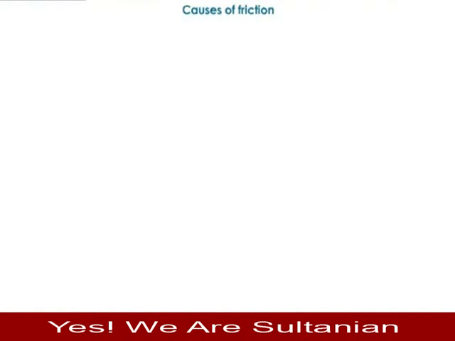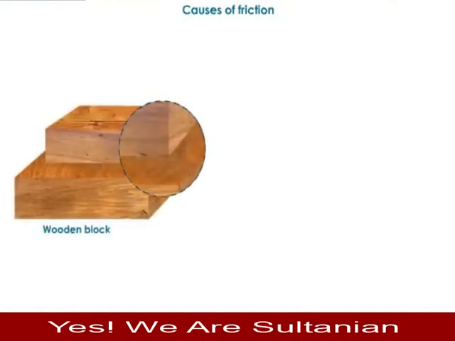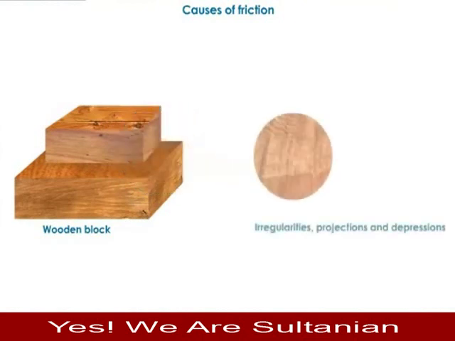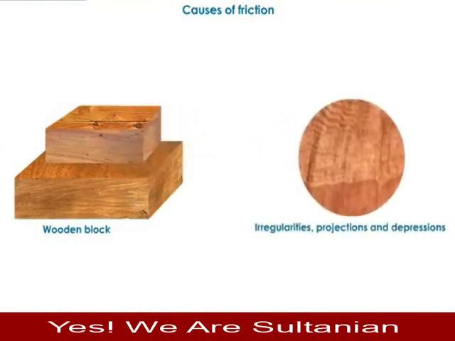Causes of friction. Displayed on your screen is the microscopic view of two wooden blocks placed one over the other. On the surface of the wooden block, there are irregularities, projections, and depressions. Because of this unevenness, the surfaces get interlocked and oppose the motion. The modern view states that apart from the interlocking of the two surfaces in contact, the main cause of friction is the atomic and molecular forces of attraction between the two surfaces at the point of contact.